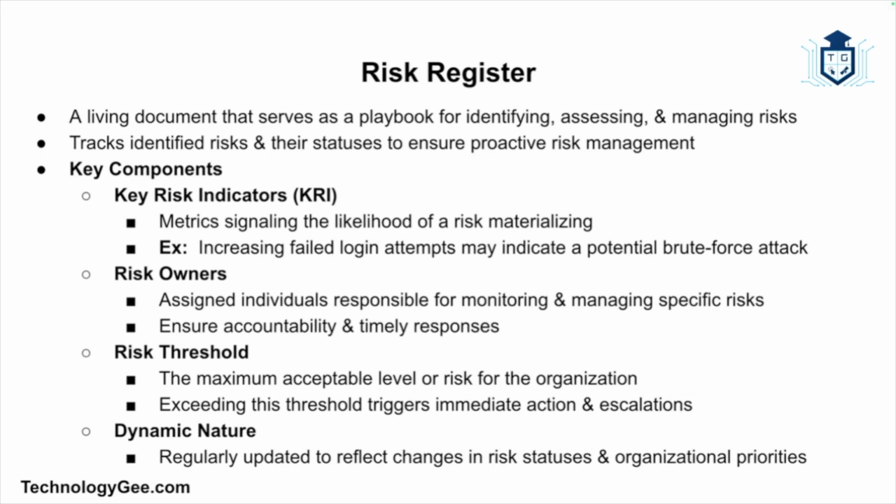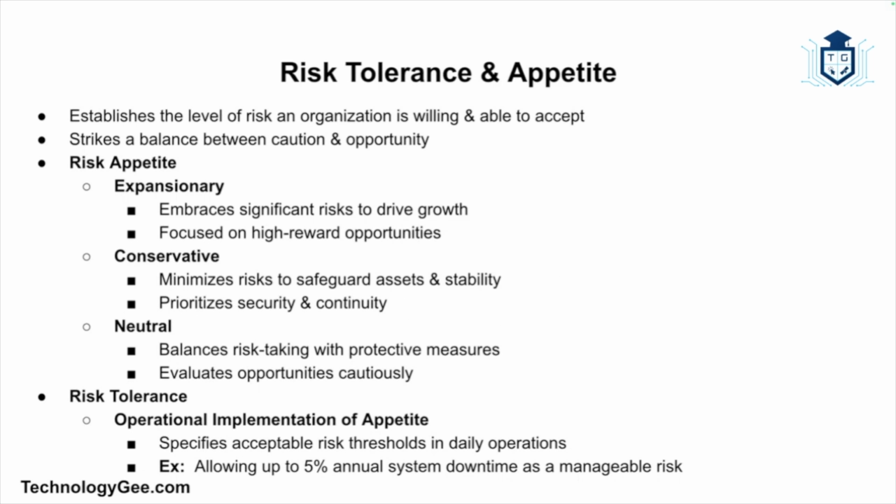Then we have what are called risk owners, and these are individuals responsible for monitoring and addressing specific risks. And then we have what is called a risk threshold. This is the maximum level of risk an organization is willing to tolerate, and exceeding this threshold can trigger immediate action. Next, we have what is called risk tolerance and appetite.